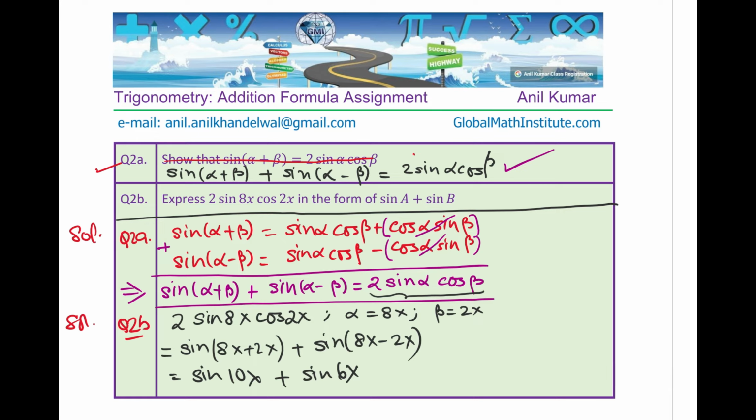So we can now write it in the form of sine A plus sine B, and clearly what we get here is A equals 10x and B equals 6x. You get the idea. So that is how we could do part B of question number 2. So sorry for this typing error. However, I hope you find it interesting and useful to see how we derive a new formula and then apply it to solve a question. Correct?